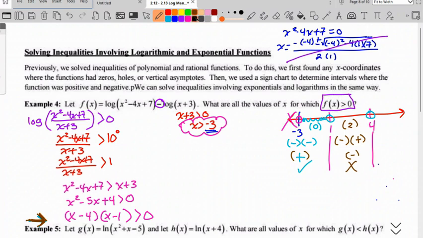A number bigger than 4 that's easy to plug in? Okay, 5. 5 minus 4 is positive. 5 minus 1 is positive. Do we want positive? You betcha. And so this section is going to be included.